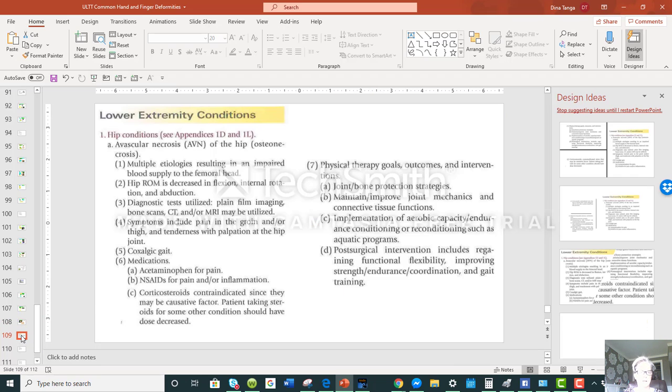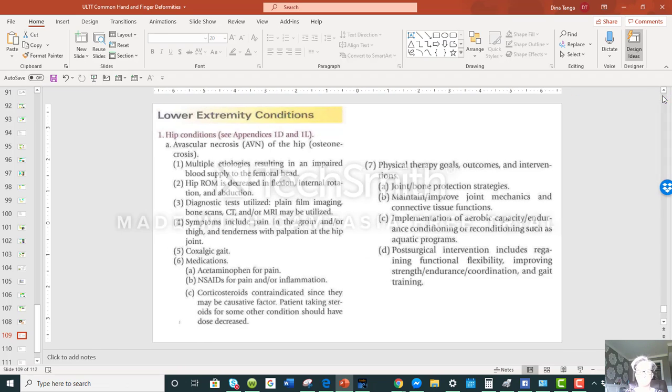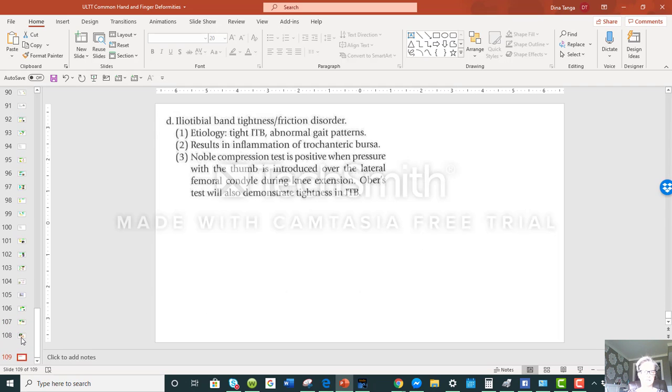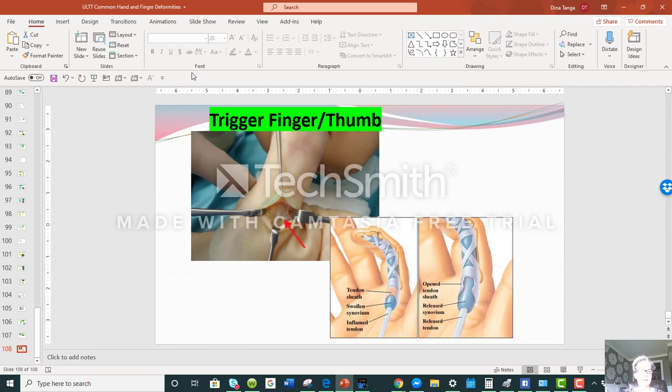Owie. Alright, this is lower extremity. This was part of the PDF, but we're not going over that, so let's just delete. Delete. Okay, and save.